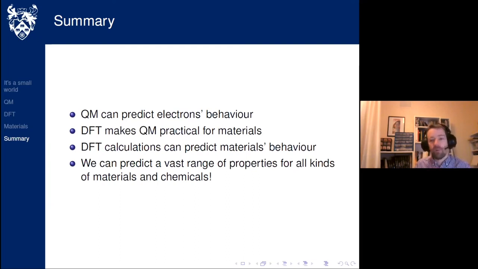I can predict all sorts of properties from the color, how they interact with light, how tough they are, of course, how heavy they are, and as you've seen, how stable they are and what their thermoelectric properties are.